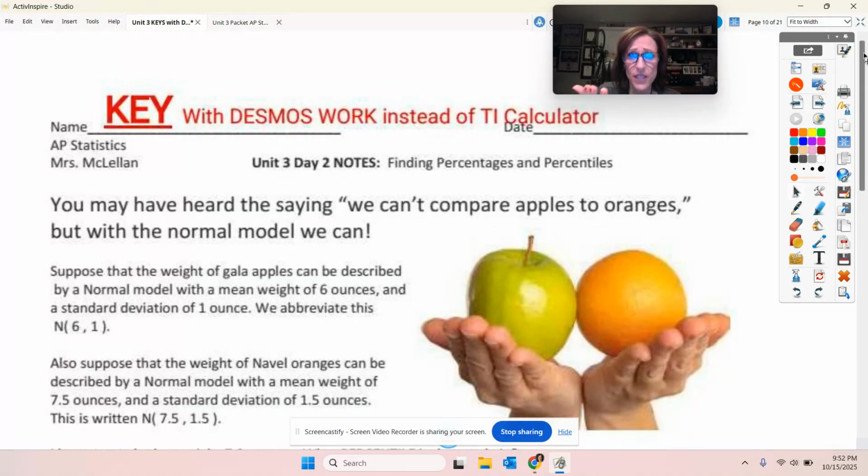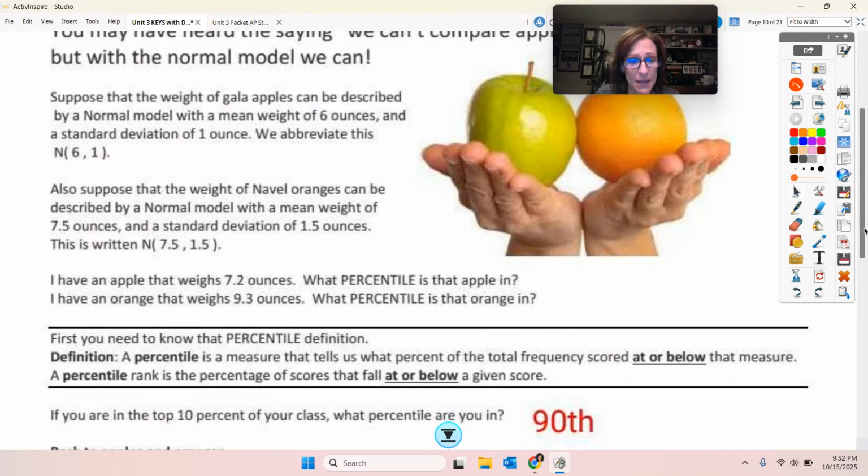So we're going to do this mostly when we are comparing two different kinds of things. We've got apples and oranges here. And so they have different overall values. So you can see we have an apple that has a mean of 6 with a standard deviation of 1. Then the orange has a mean of 7.5 and a standard deviation of 1.5. All right, so let's go find out things about them.